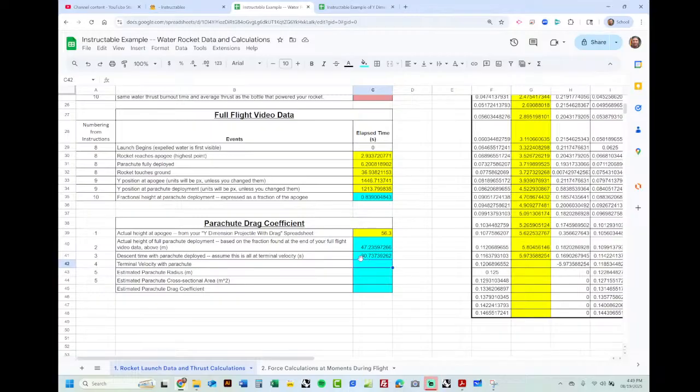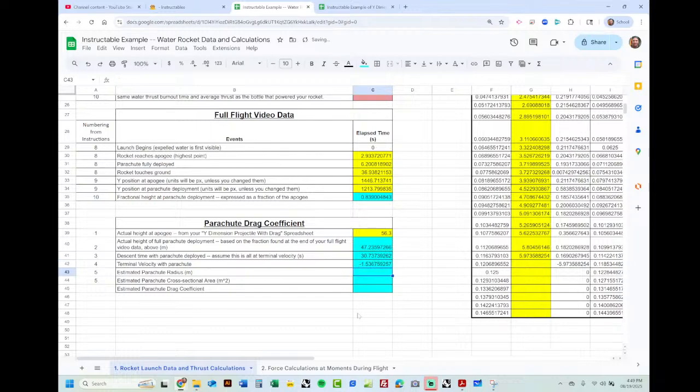So we could just use distance equals rate times time. The time is 30.7 seconds. The distance is 47 meters. So the velocity is going to be distance over time. Well, not exactly. The speed is distance over time. That's the terminal speed. To make this velocity, let's put a negative in there.